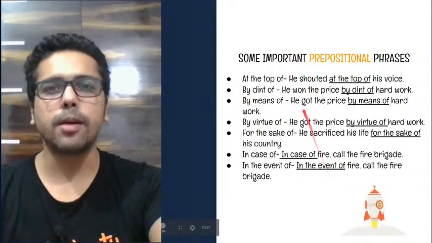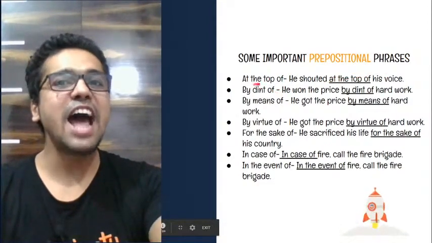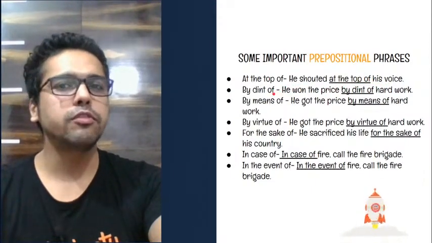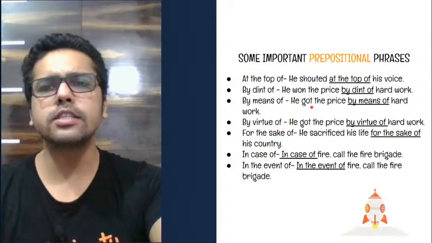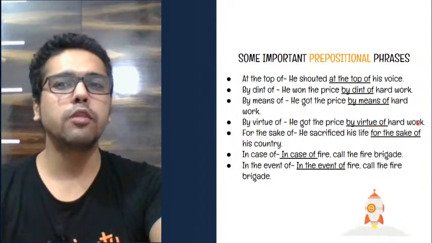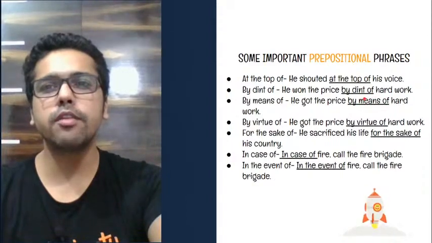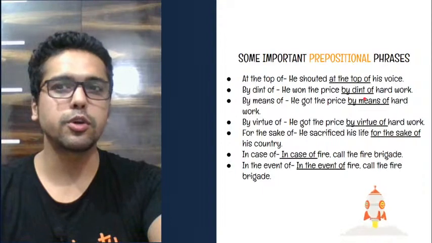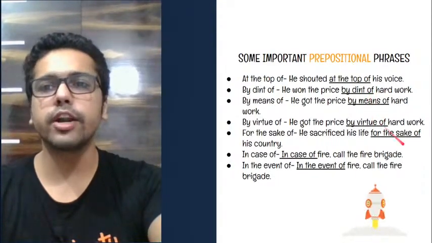Take a look at some more examples. Some important prepositional phrases. Look at this here. At the top of. So he shouted at the top of his voice. By dint of, which means because of. He won the prize by dint of hard work. Or I can even say he got the prize by means of hard work. He got the prize by virtue of hard work. They all mean the same thing, which means because of, but we are using different phrasal prepositions, or you can say prepositional phrases. All these phrases have the effect of a preposition.